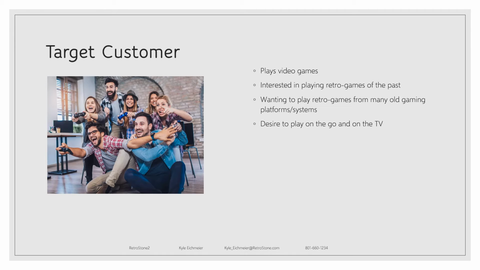Our target customer is one that, one, plays video games, two, is interested in playing the retro games of the past, three, wants to play retro games from many old gaming platforms and systems all on one console, four, has a desire to play on the go and also hook up to their TV and play, and five, wants a simple, quality, all-in-one console to meet all of their gaming needs.